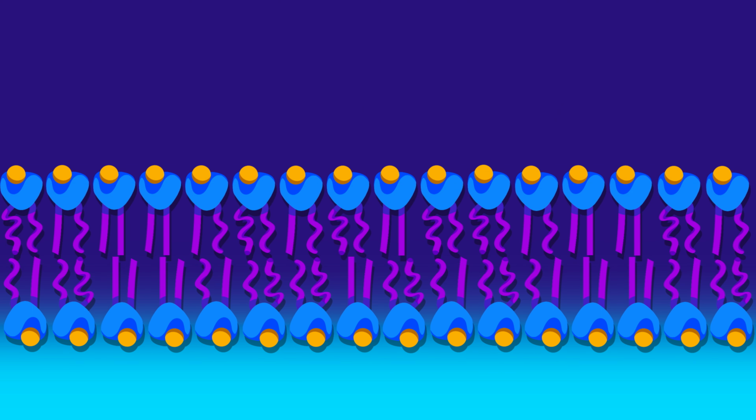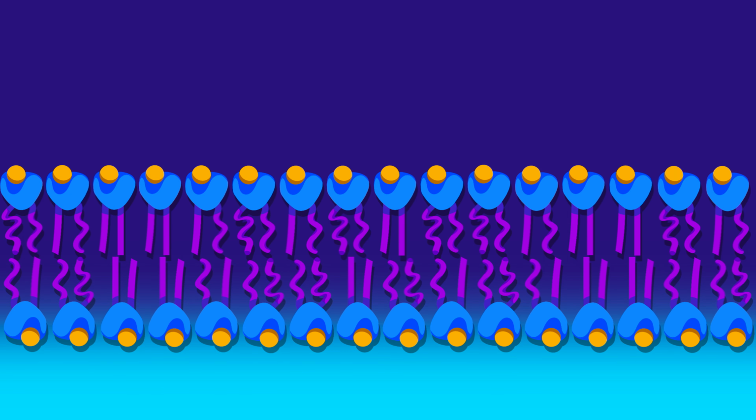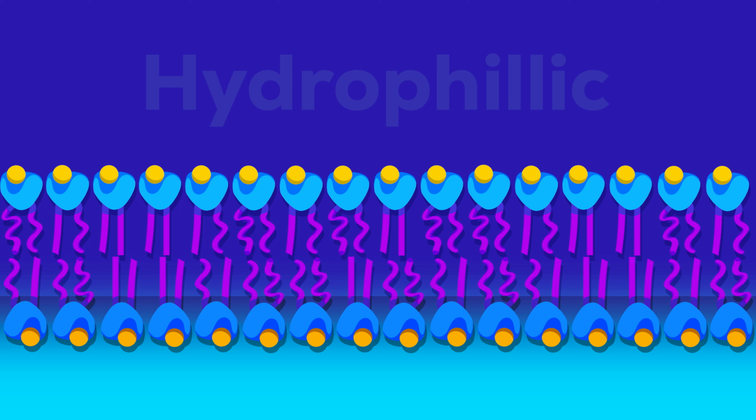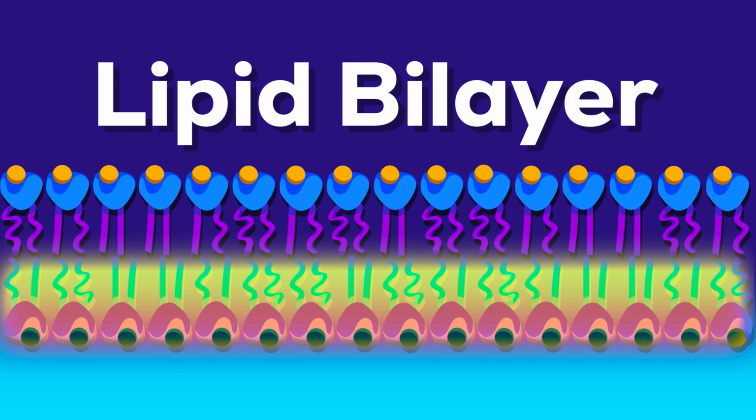This is because the fatty acid tails of the phospholipids are hydrophobic and want to stay away from the water, while the heads are hydrophilic, wanting to stay near the water and forming hydrogen bonds. It's called a bilayer as there is another layer of phospholipids in the opposite orientation to the exterior layer.